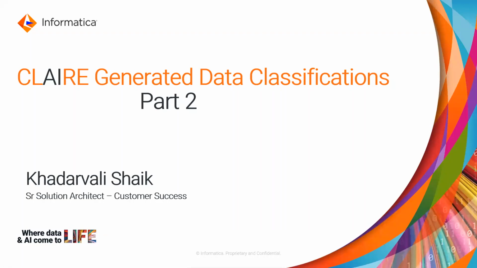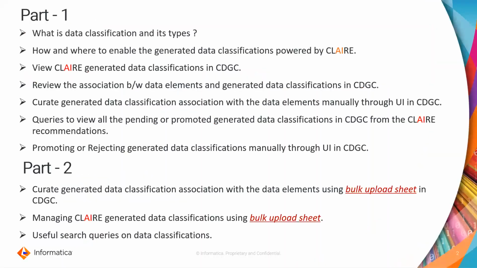Today I'm going to demo and discuss part 2 of CLAIRE generated data classifications. In part 1, we discussed what data classification and generated data classification are, how we can view that in CDGC, and how and where we can enable it. We discussed how we can curate the association between data elements and generated data classification. And we also saw how we can handle the generated data classification through the UI in CDGC.